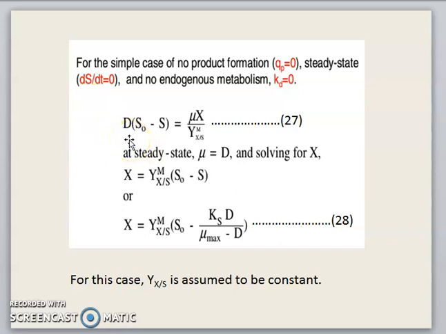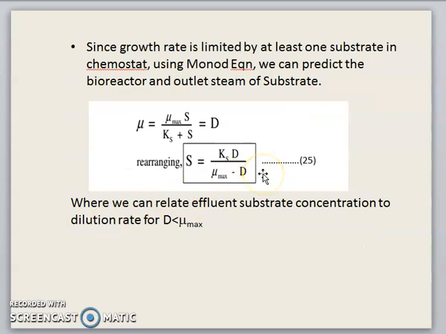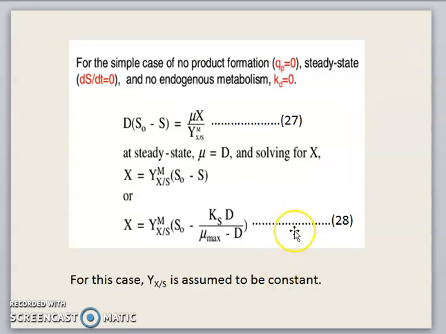Then you will have equation 27 here: D(s naught minus s) equals mu x over Y m xs. At steady state, D is equivalent to mu, and by solving for x, you get x equals Y m xs times (s naught minus s). Or you can substitute the terms of s from the previous slide, and then you will get equation number 28.